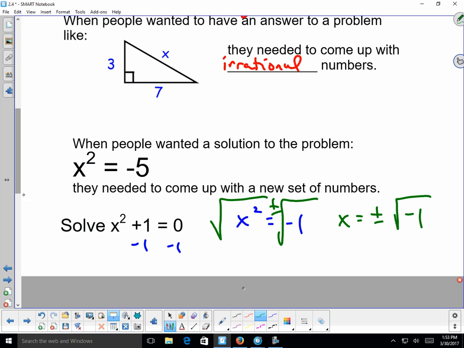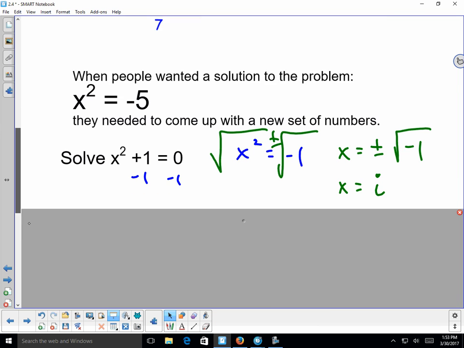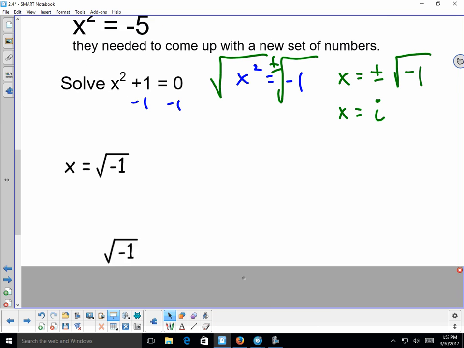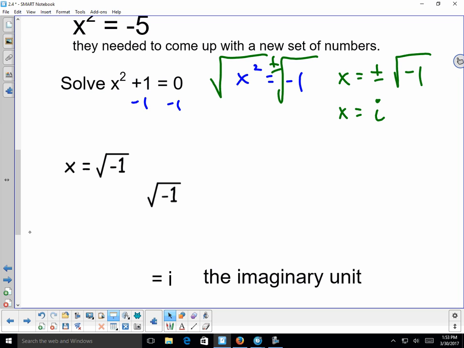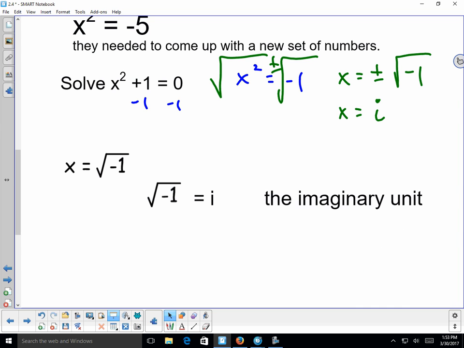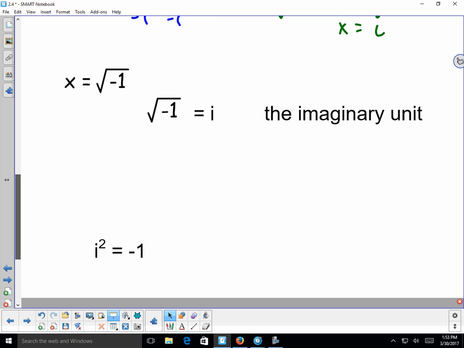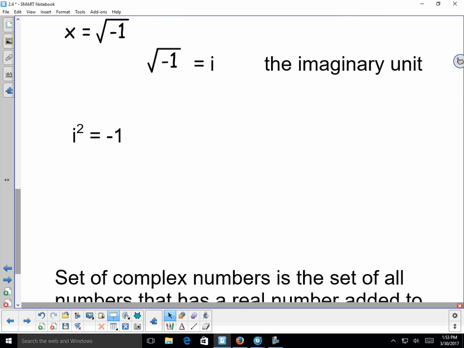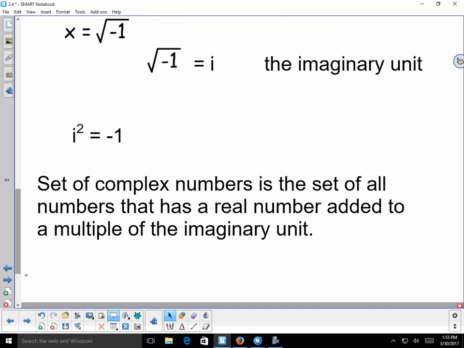All right? So what we have here is we're going to call this the number i. i is the imaginary unit. So x equals the square root of negative 1, where the square root of negative 1 is equal to i, and it's called the imaginary unit. If we square i, we end up getting negative 1. So i squared is equal to negative 1. All right? So the set of complex numbers is the set of all numbers that has a real number added to a multiple of the imaginary unit.